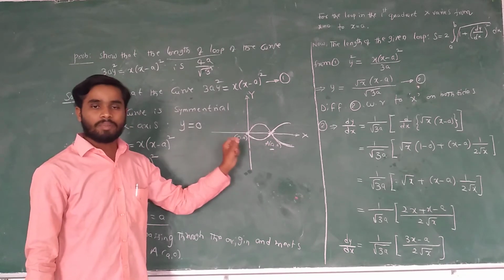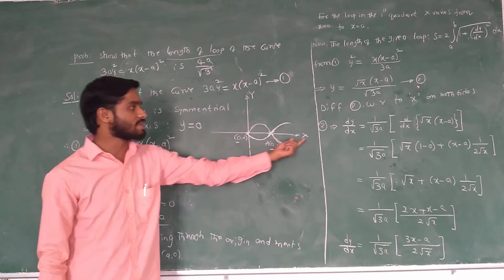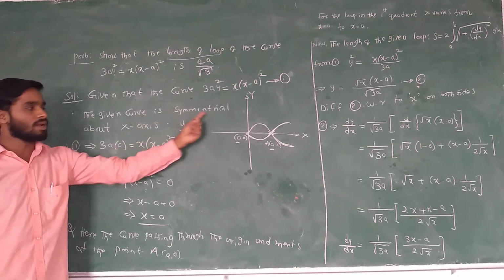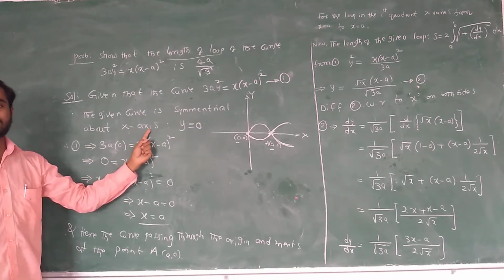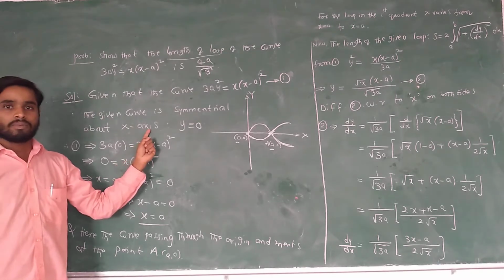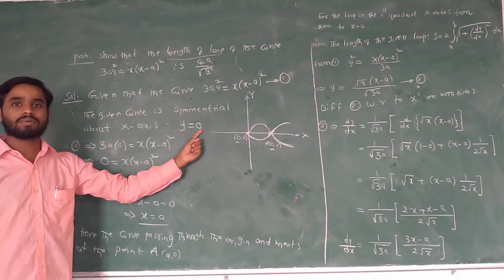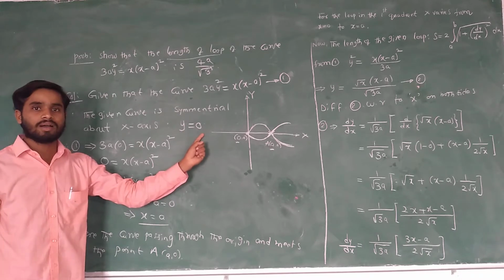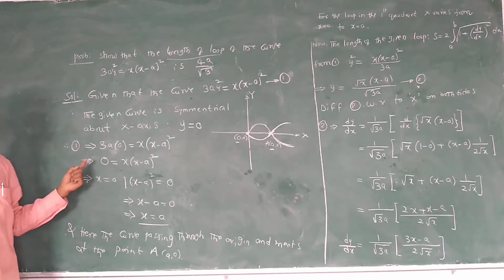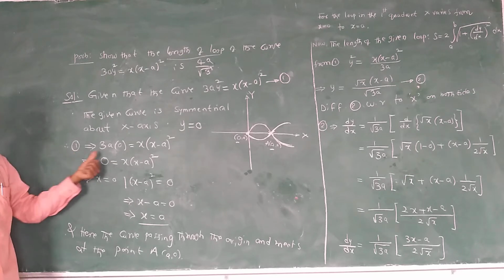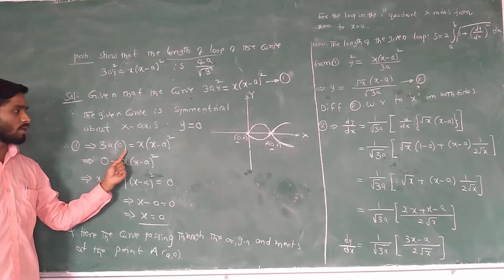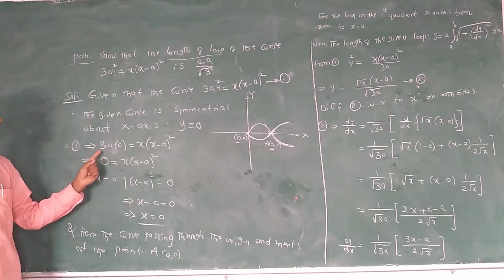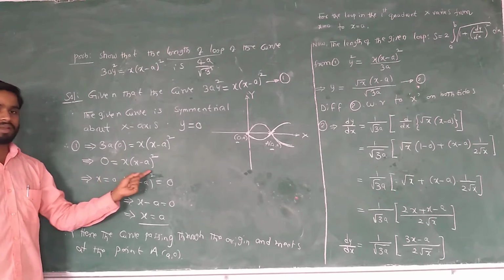The graph of the given curve is symmetrical about the x-axis. You can see the graph here. The given curve is symmetrical about the x-axis, hence the equation of the x-axis will be y = 0. Substitute y = 0 in the given curve 1. That gives you 3a·0 = x(x − a)². Simplifying, you get 0 = x(x − a)².